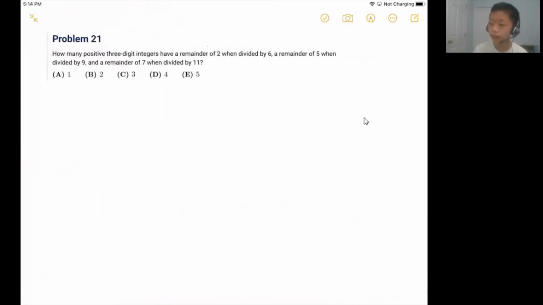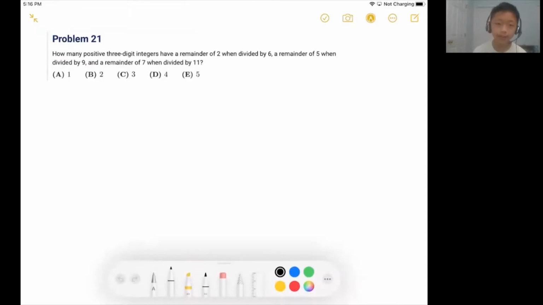In this question, we want to find how many 3-digit positive integers have a remainder of 2 when divided by 6, a remainder of 5 when divided by 9, and a remainder of 7 when divided by 11. What we would do is use modular arithmetic for this problem. So let's let n represent our 3-digit integer.